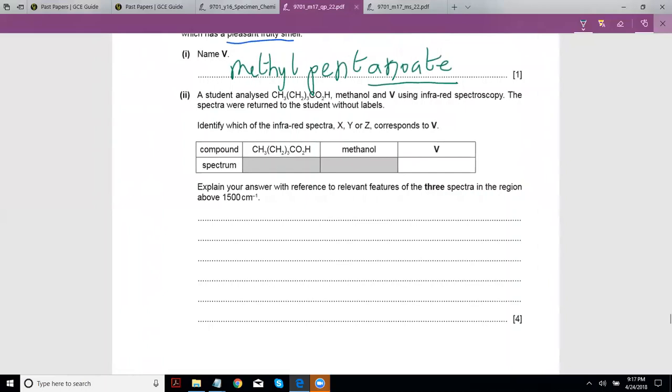Methanol and V using infrared spectroscopy, however you pronounce that. The spectra were returned to the student without labels. Identify which of the infrared X, Y, or Z corresponds with V.